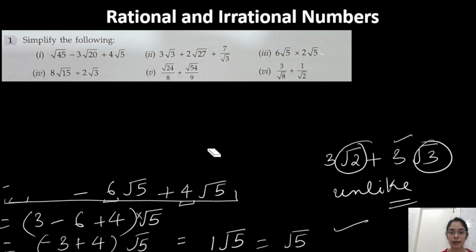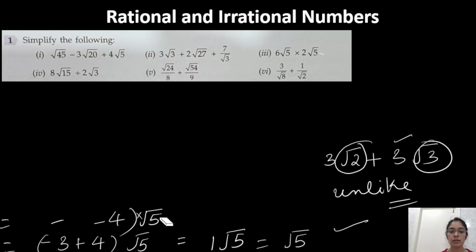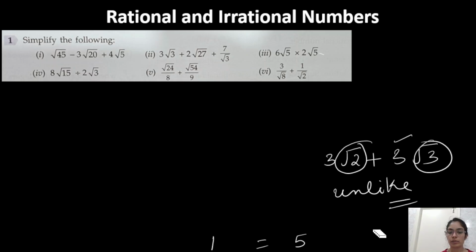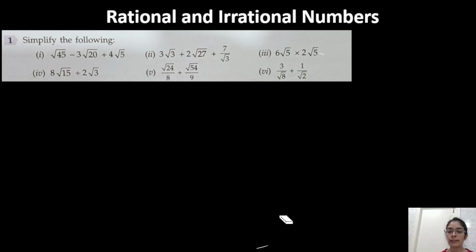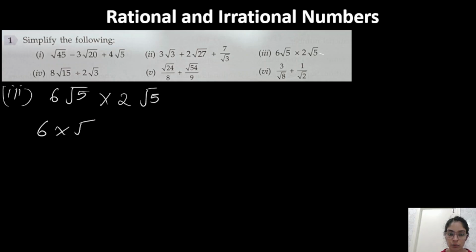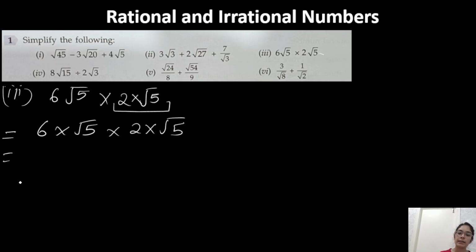So next one, third part I am going to do. See, in the first two parts we have learnt addition and subtraction of these type of numbers. In the third part, let's learn about multiplication. So this is 6 root 5 into 2 root 5. So basically 6 root 5 means 6 into root 5 into 2 into root 5. See, when 2 root 5 here, nothing is written in between, that means it is multiplication. Now how to multiply? Like normal multiplication we do, same way we will do. First of all, natural numbers you can multiply.